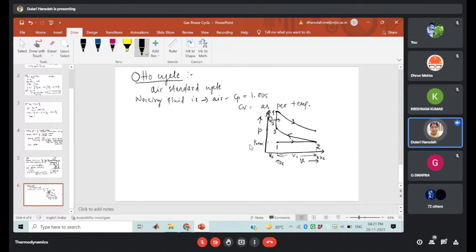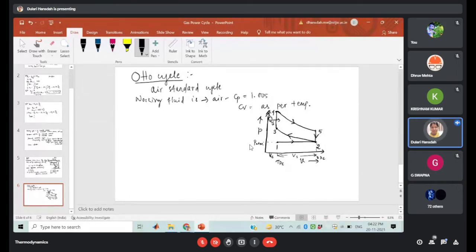Then again we are having the process that is your 5 to 2. This process is known as your blow down. Blow down means at high pressure, if you are opening the valve, what will happen? We have to provide more work to expel out the burnt gases. So that's why we are reducing the pressure up to the atmospheric pressure, so that minimum work can be provided to expel out the burnt gases.